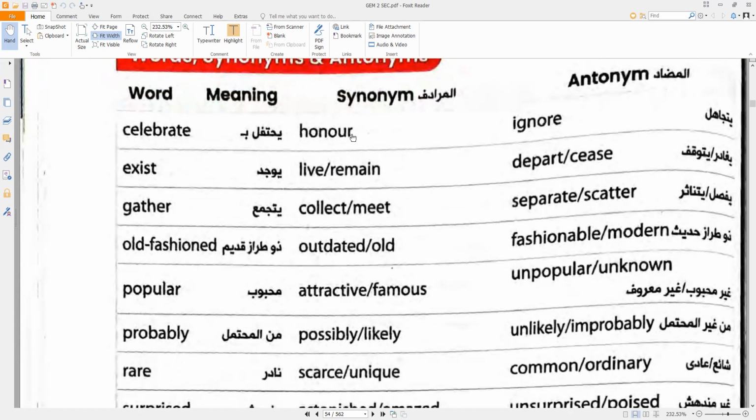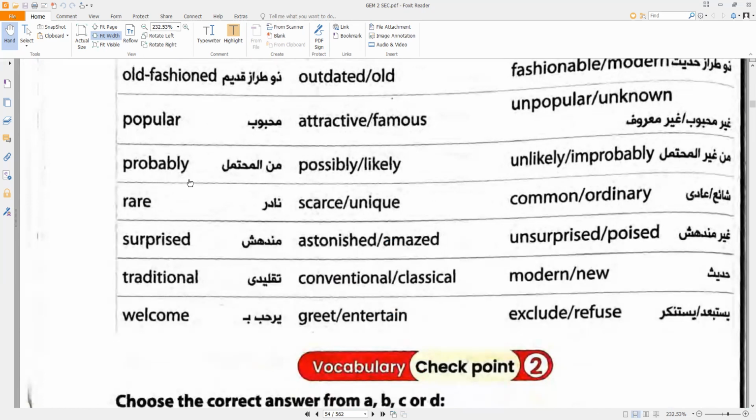Celebrate, honor, ignore. Exist, live, remain. Depart, see, cease. Gather, collect or meet, separate, scatter. Old-fashioned, outdated, old, fashionable or modern. Popular, attractive, famous, unpopular, unknown. Probably, possibly, likely, unlikely, or improper.